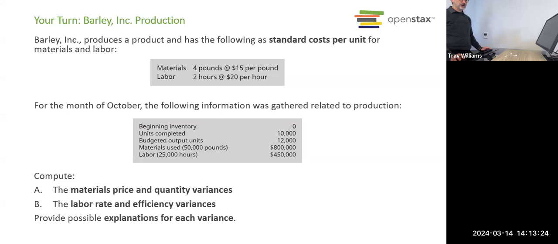Okay, so we have the units that were actually completed and then what they had planned for. Not sure if we're going to need the budgeted output units or not, but we definitely will need the units completed. We've got materials that were used. They actually used 50,000 pounds of materials, and that actually cost them $800,000. So then we could figure out the actual price by dividing, right? Same thing with labor, the actual labor hours and the actual labor cost. So we could divide to get the actual rate. Then we can plug in our formulas to get the variances.